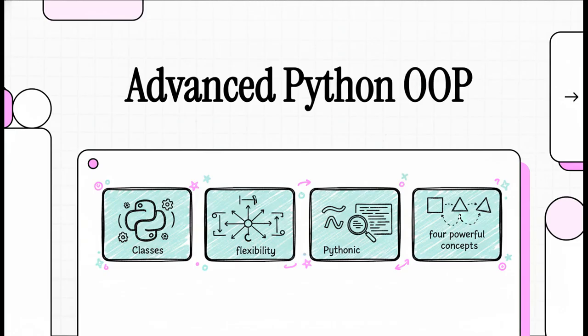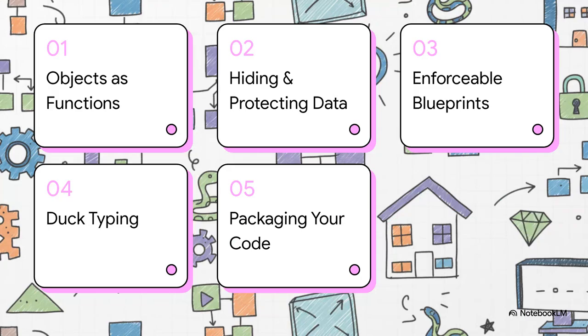We're moving beyond the basics to explore 4 really powerful concepts that will make your code more robust, way more flexible, and truly Pythonic. First, we'll make our objects act just like functions. Then, we'll figure out how to hide and protect their data. After that, we'll dive into creating these strict blueprints for other classes. And then we'll get into Python's whole philosophy of if it quacks like a duck. And finally, we'll see how to package it all up so you can use it again and again. All right, let's get into it.